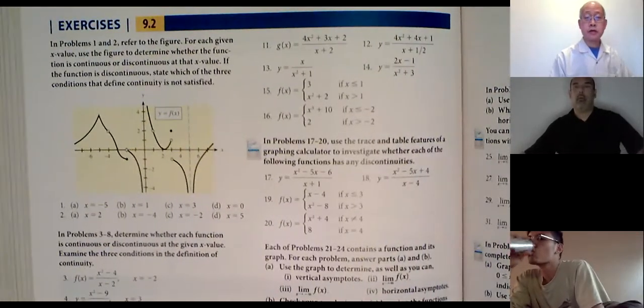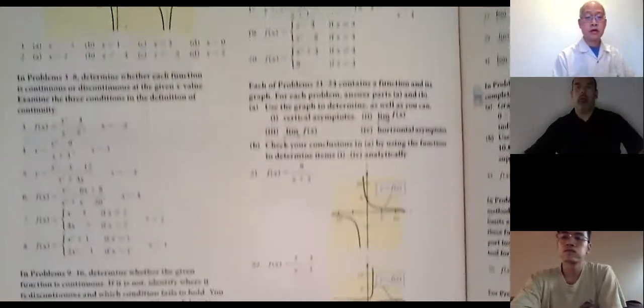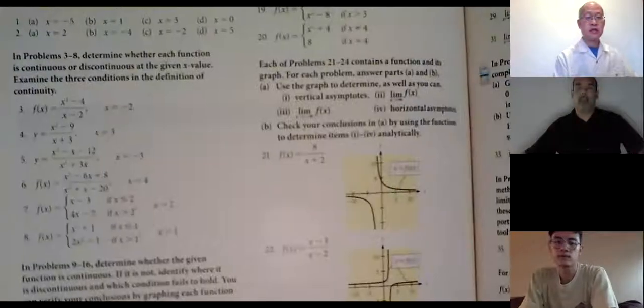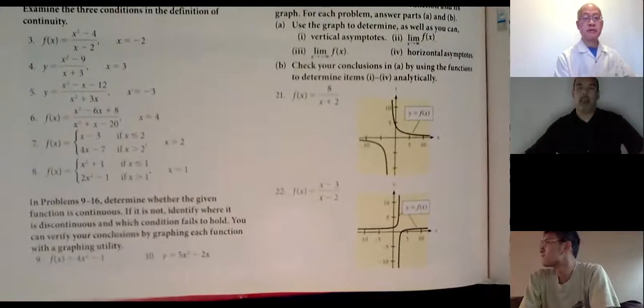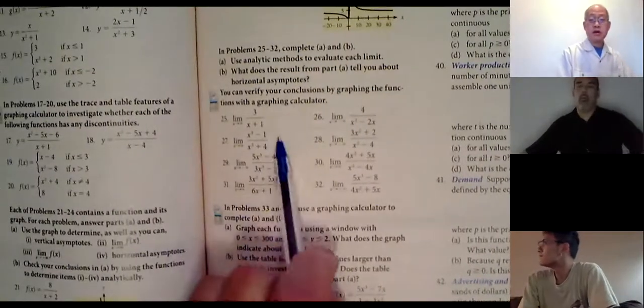Okay, so look at this. And this. And let's see if I can get the ones at the bottom. That. And then 25 to 32. Here they are.